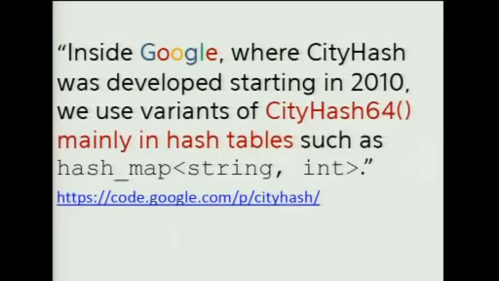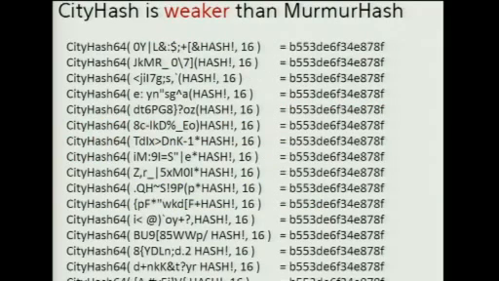Yeah, okay. City hash is something designed by and for Google, and they say on their official page that it was developed starting in 2010, and they use variants of city hash 64 mainly in hash tables such as this C++ function. So as far as I know, they only use it internally. I don't know of any third-party application that uses it. But well, it's designed by Google, so it's probably more secure than murmur hash. Well, actually not.